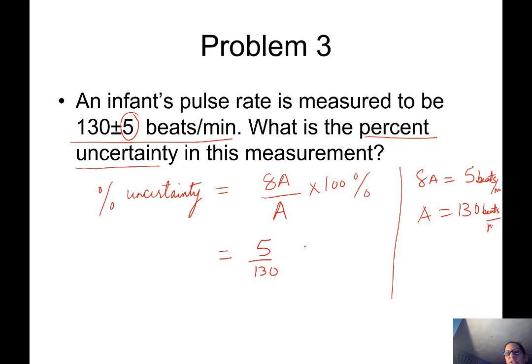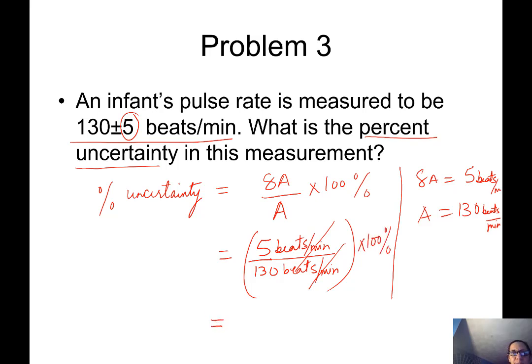Do not forget units in physics. It has no meaning. It should automatically cancel to give us a number, because percentage error should not have a unit with it, but I have to show that it's canceling. And if you don't show the steps, you don't get the grade. Multiplied by 100%.